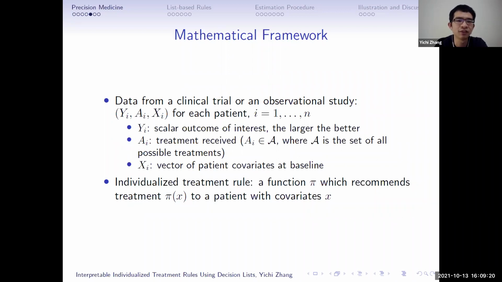To begin with, let's formalize the idea using mathematical notations. We will first start with a one-stage study. So we have, for each patient, a triple of random variables or vectors. We have Y, which is the scalar outcome of interest, which is assumed to be the larger, the better. We have A, the treatment that the patient actually received. And we have a vector of patient covariates at baseline denoted by X. Using this notation, we can define an individualized treatment rule as a function pi, which recommends the treatment pi of X to a patient with covariates X.